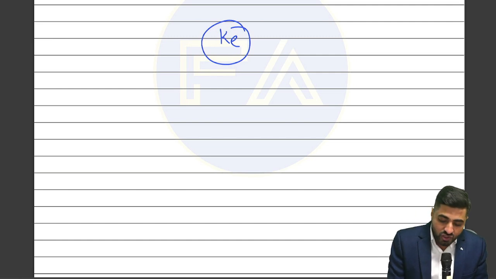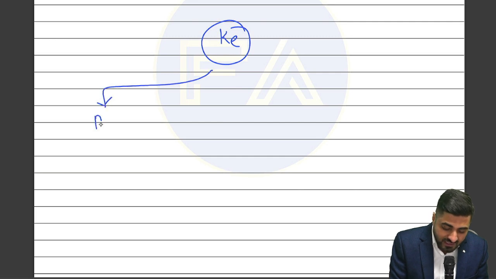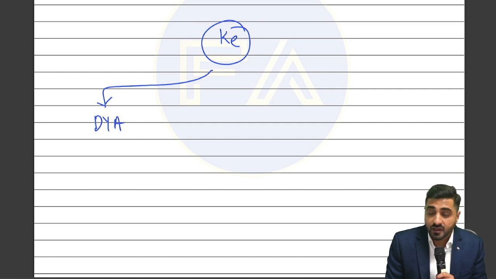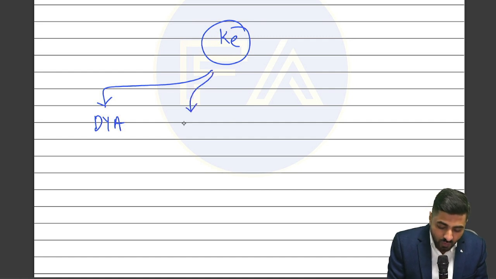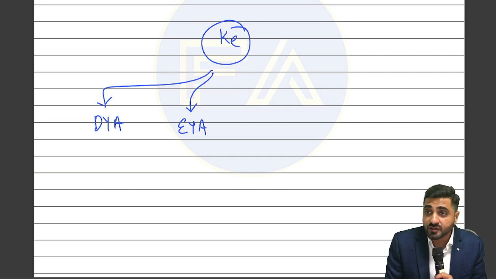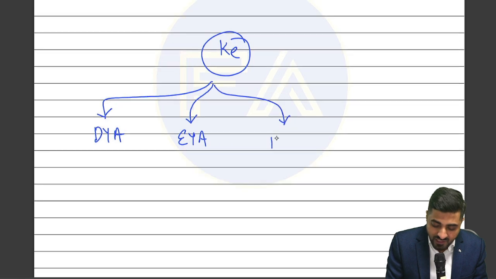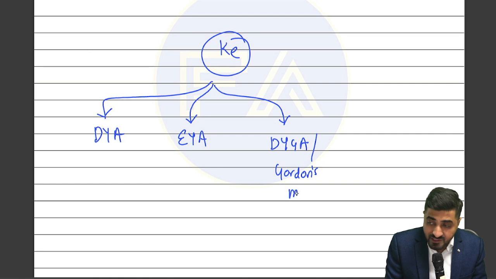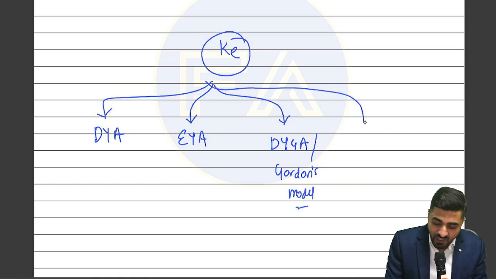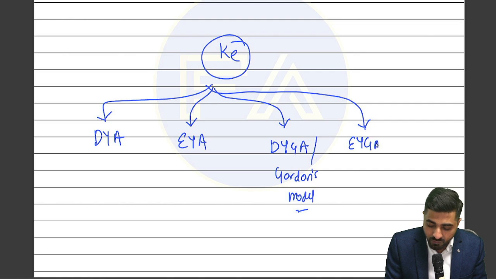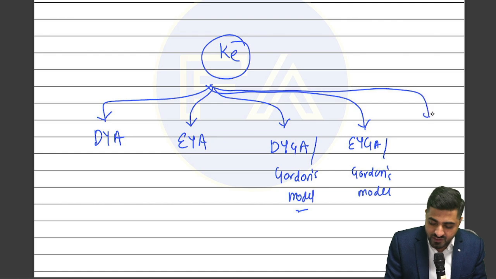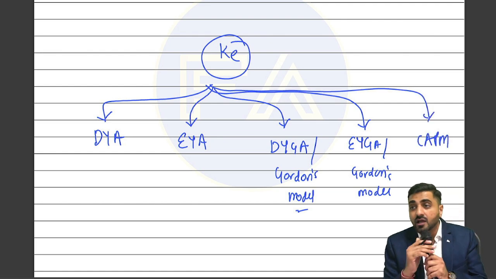The first approach to calculate the cost of equity is the dividend yield approach. The second approach is called earning yield. Then we have the dividend yield plus growth approach. It's actually called Gordon's model. Have you heard about Gordon's model, beta? And then we have the earning yield plus growth approach. Again, whenever there is the word growth, it's Gordon's model. And then we have the last approach, which is called the CAPM approach, capital asset pricing model.